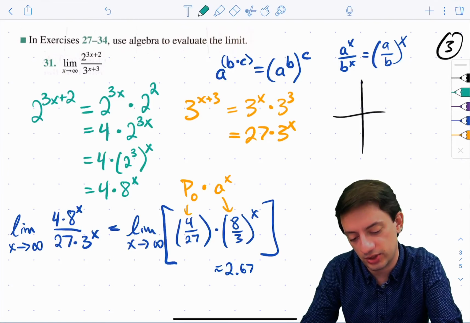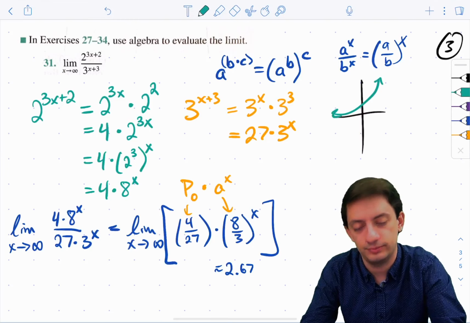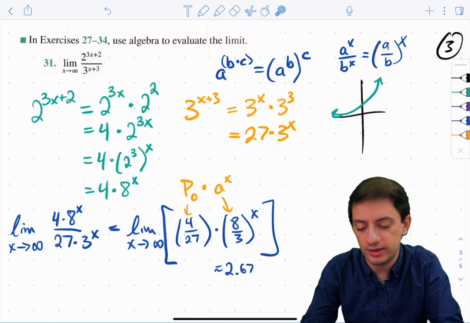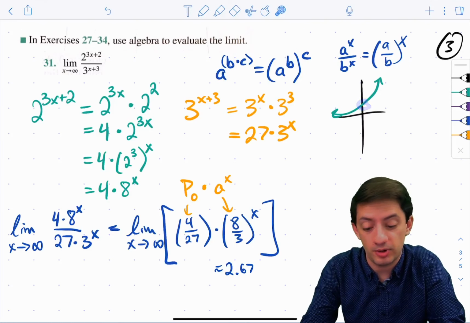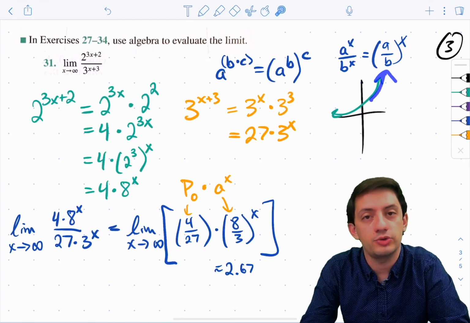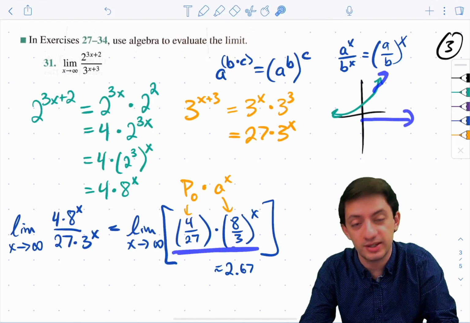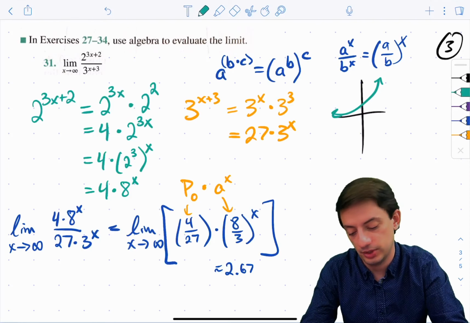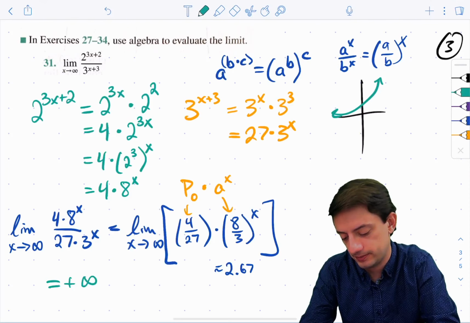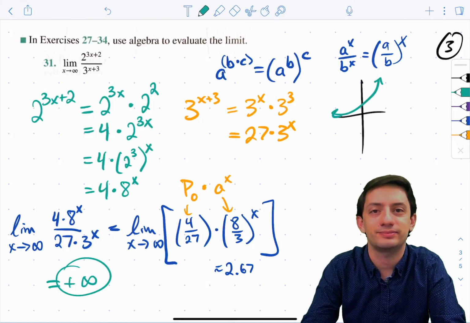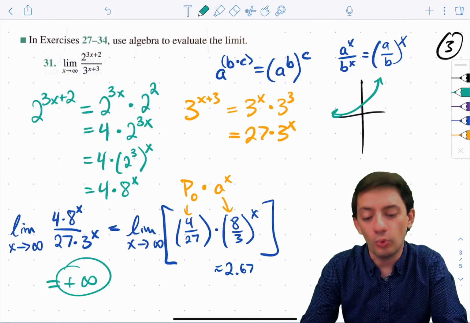We have a function that looks like that. We know what this intercept is, but we don't care for this problem. As x goes to infinity, the function goes to infinity, just because we've discovered that it's exponential growth. So the limit equals positive infinity. Okay, we've got one more to do.